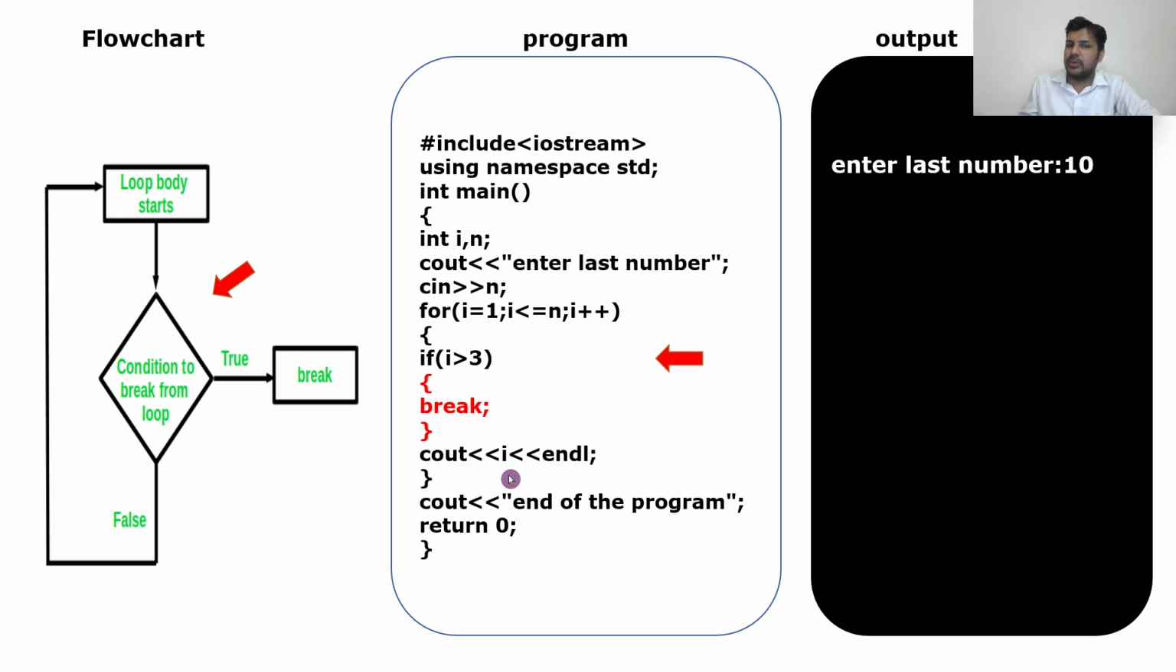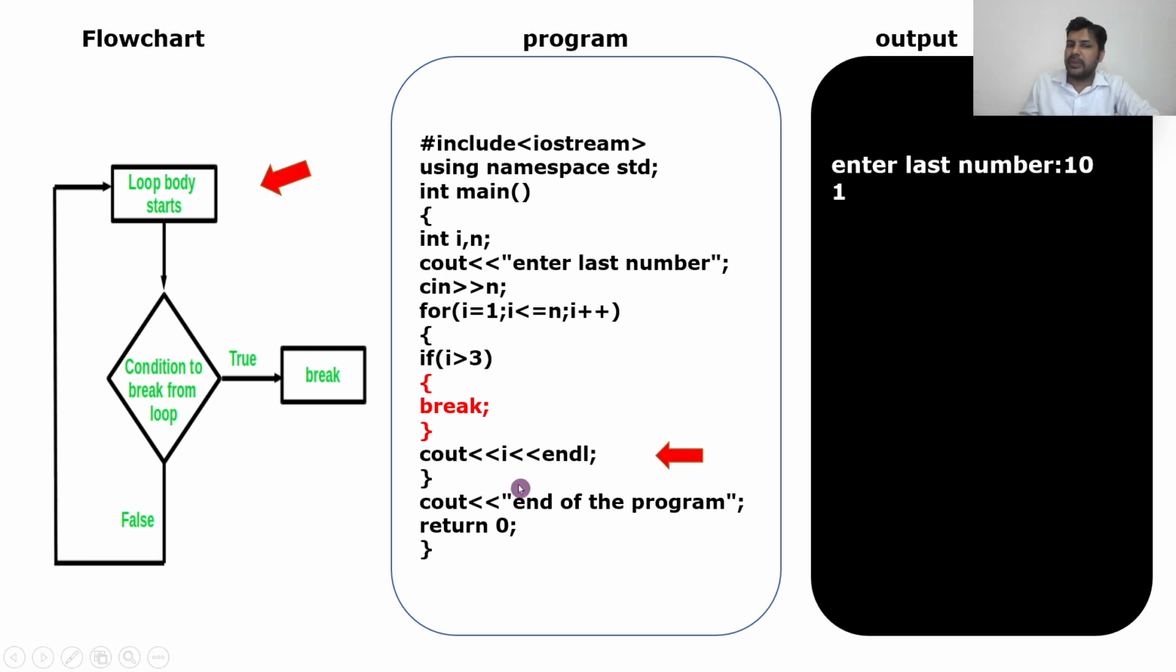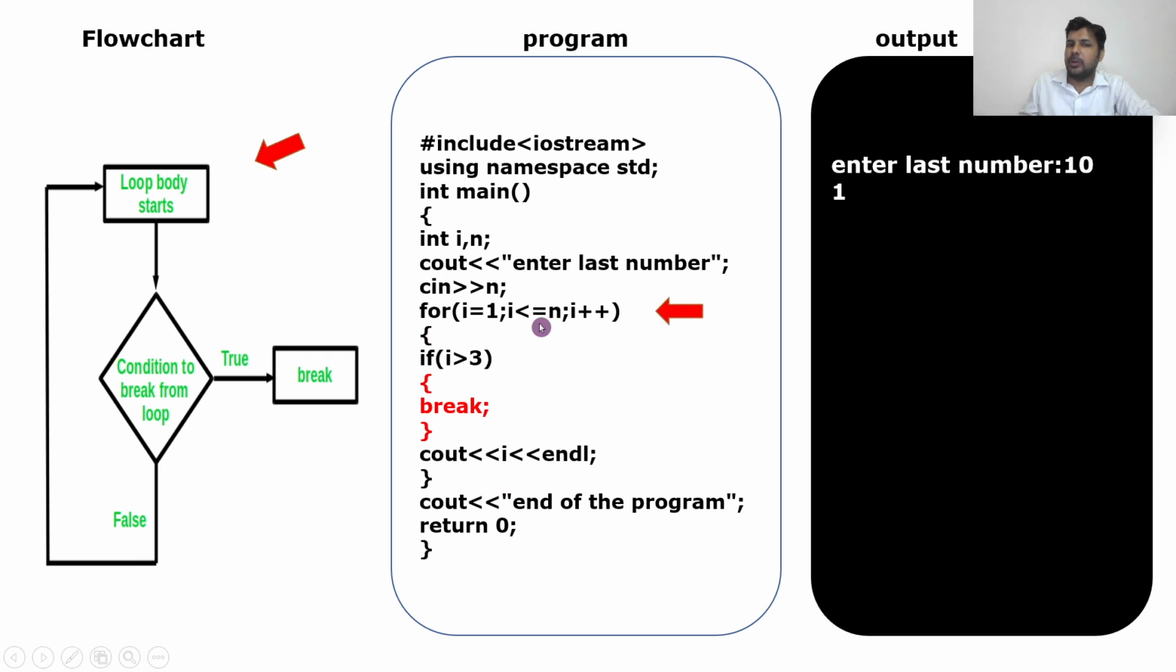So what is I value? I value is 1. So it will print 1. Again it will go to the for loop. This time it will be I plus plus, that means the I value will increase to 2. Now again 2 is less than or equal to 10. Yes, condition satisfied. But second condition, 2 is greater than 3? Fail, right? So again it will not go inside. It will print 2.